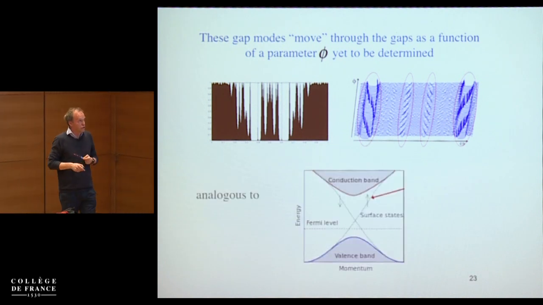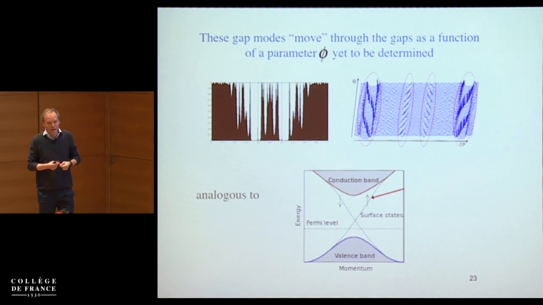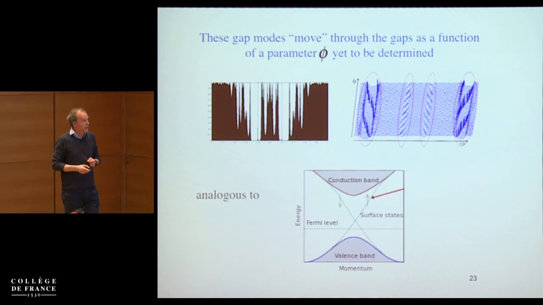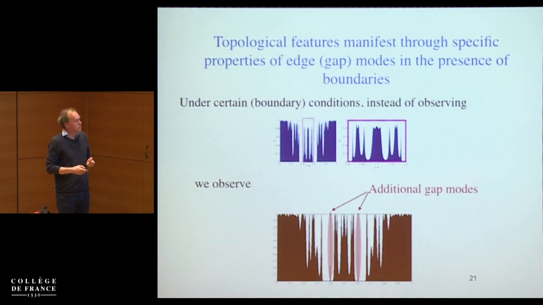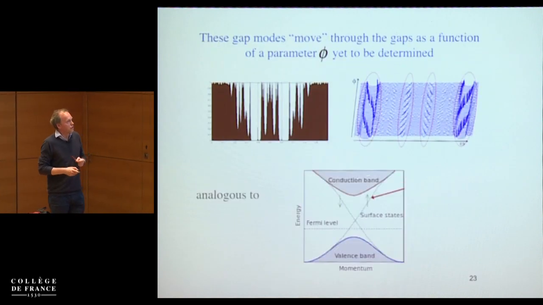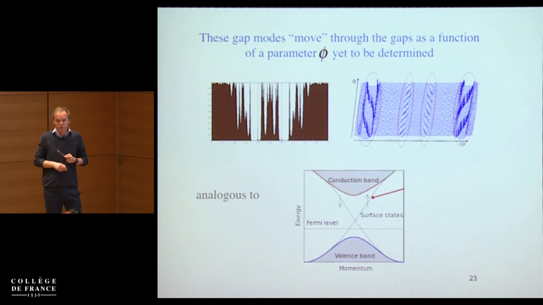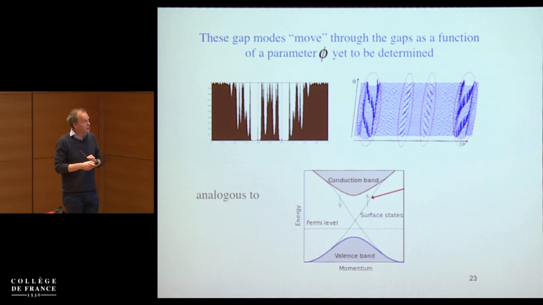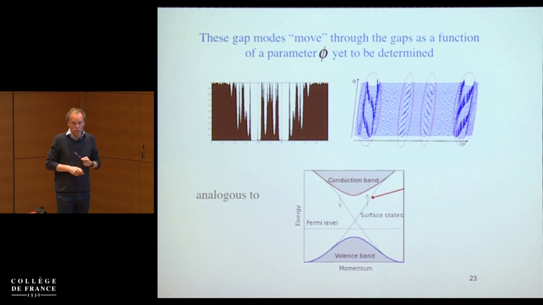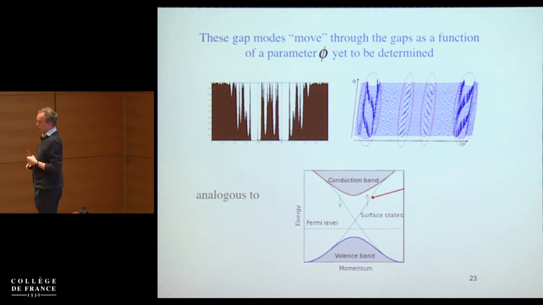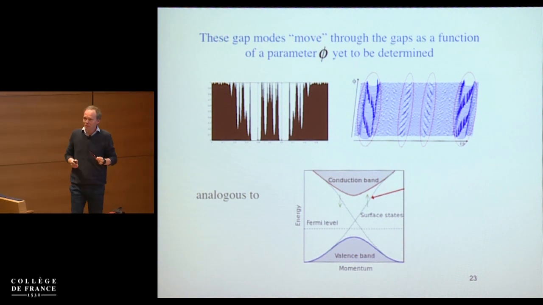And this is very analogous to what is extremely well studied these days, which is this idea that you have bands, and in between you have edge states that are moving as a function of a parameter. Here it's energy as a function of momentum, but here it's the same idea, except that now I have to define what this parameter phi is. So this is what I want to show, and this is analogous to what is already well known. Okay, so far so good?